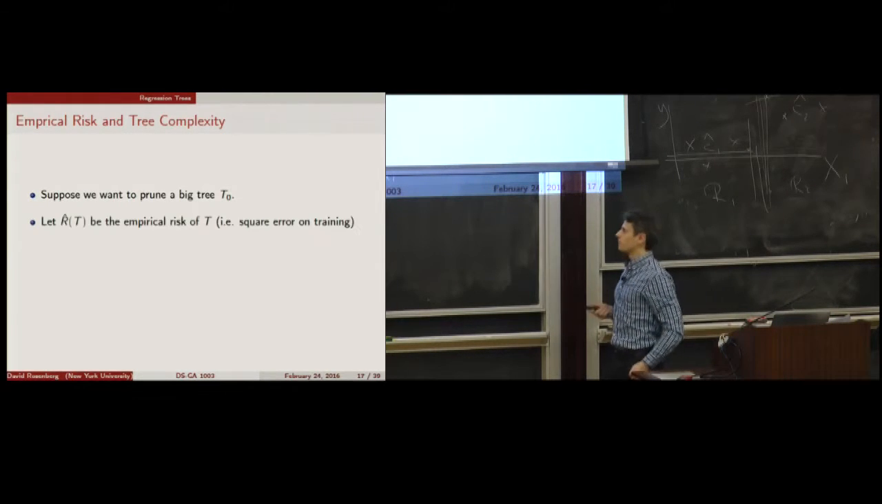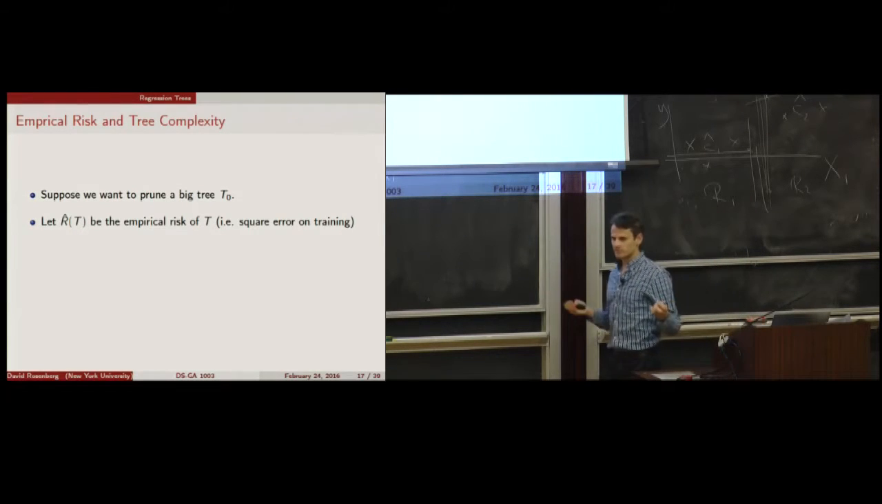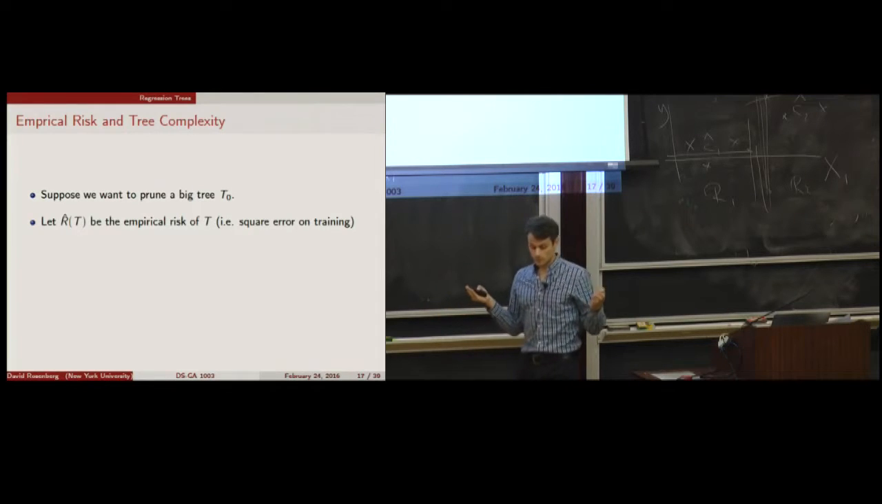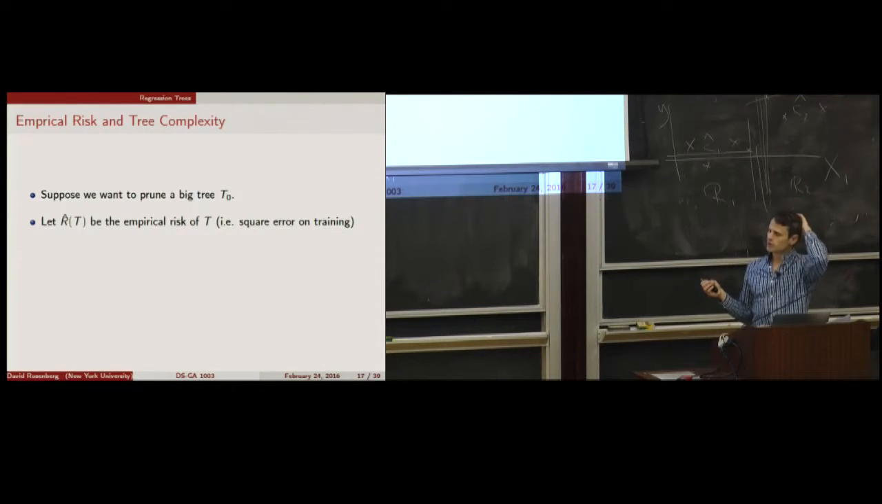All right. So suppose we want to prune a big tree T0. Let's bring back our old concept of empirical risk, right? So we have empirical risk is the average loss on your training data. Good. And we can assess a tree in terms of empirical risk, which, yes, please.